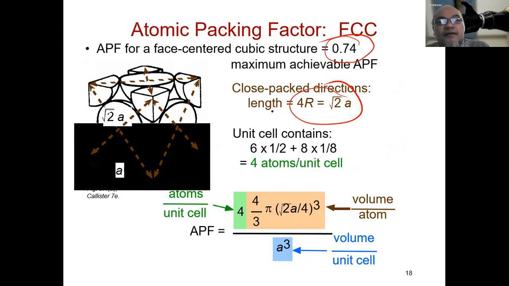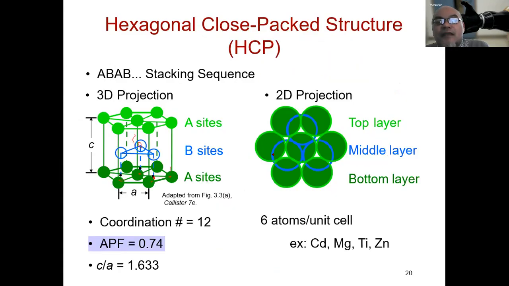Yeah, here we have. No, FCC has 4. Sorry, my mistake. But HCP has 6. Because if we look at this unit cell, we have 3 in the middle, completely 3. Yeah, 3 times 1, so equals 3. Then we have these on the face, which are half, right? There are 2 of them, so 2 times half equals 1.